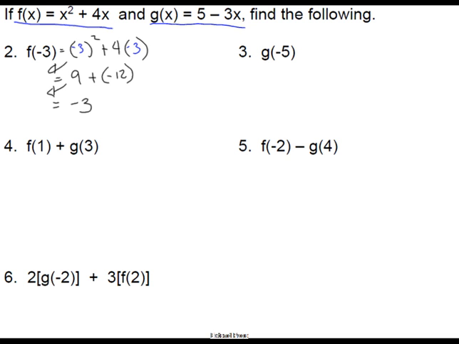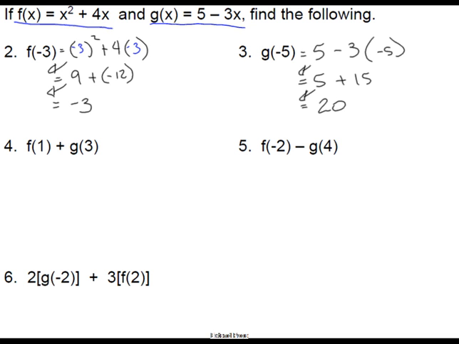The next one says g of -5. So I'm going to put the -5 everywhere there was an x. So 3 times -5. So this will be 5 plus 15, which is 20.